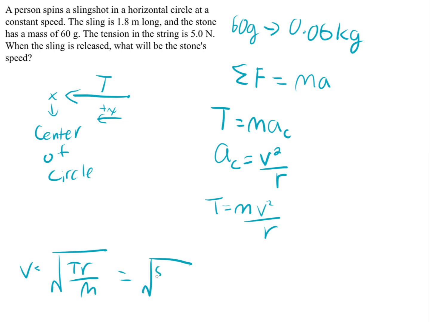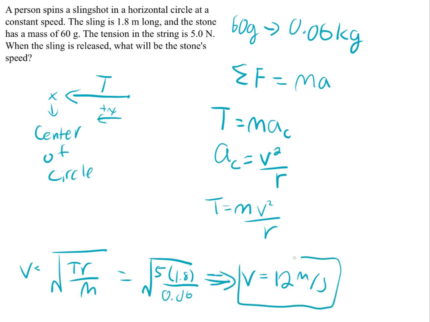Our tension is given to us as 5 newtons. The radius is given as 1.8 meters. And the mass of the stone, we converted 60 grams to 0.06 kilograms. Now, if you solve this, you should get that the velocity is equal to about 12 meters per second. So the stone's speed when the sling is released is going to be about 12 meters per second. And that is how you would solve this problem here.